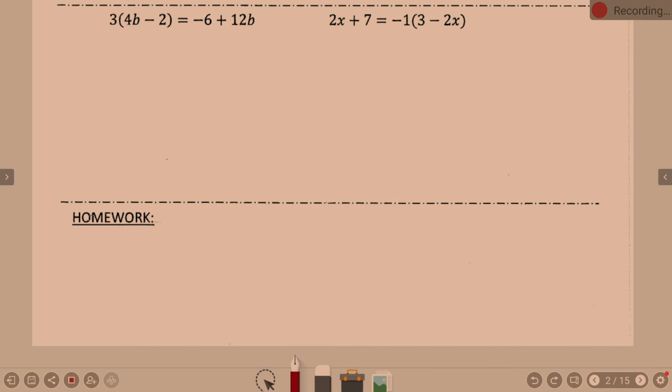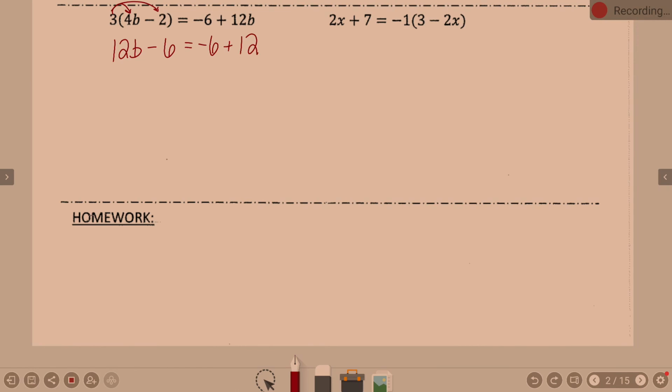Well, I don't want to leave it alone. Why can't you just leave it how it is? Well, 3 times 4 is 12, so it should be 12b minus 3 times 2 is 6, so minus 6. Very good. 3 times 4b, we're distributing that 3. 3 times 4b is 12b. Minus 3 times 2 is 6.